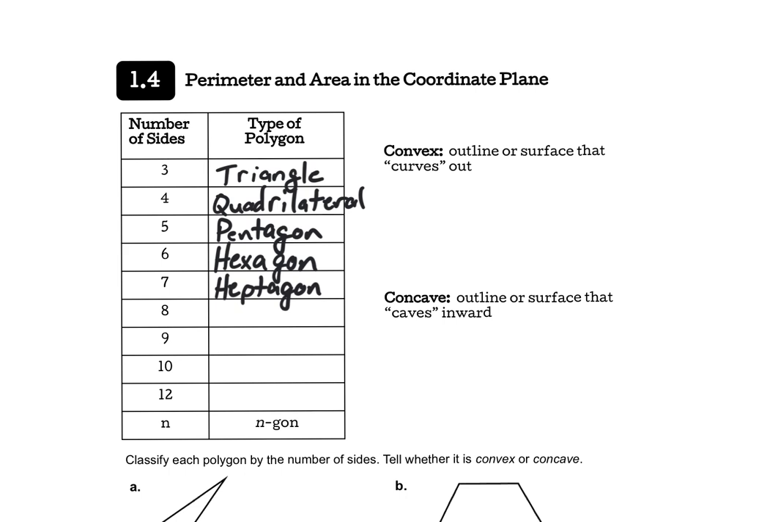Okay, 8 would be like a stop sign. When you pull up to a stop sign, it has 8 sides, and it is an octagon. You're going to see these prefixes, like an octopus has 8 tentacles. That's why it's got its name, right? An octagon has 8 sides, so the prefix oct means 8. 9 is a nonagon.